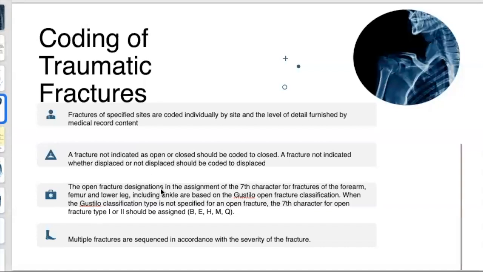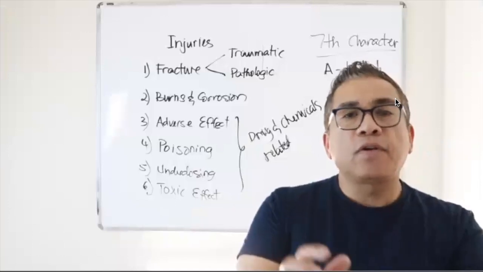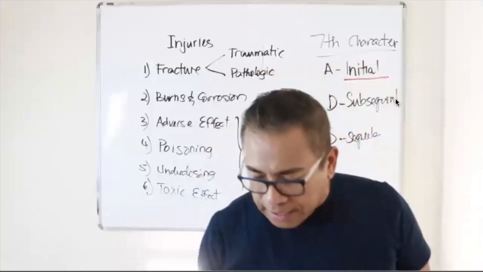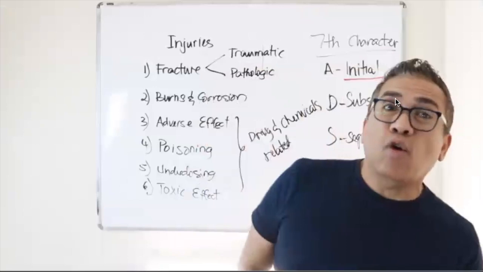Okay, the open fracture designations in the assignment of the 7th character for fractures of the forearm, femur, and lower leg, including ankle, are based on the Gustilo open fracture classification. When the Gustilo classification type is not specified for an open fracture, the 7th character for open fracture type 1 or type 2 should be assigned. Okay. Let me talk a little bit about Gustilo classification, guys.